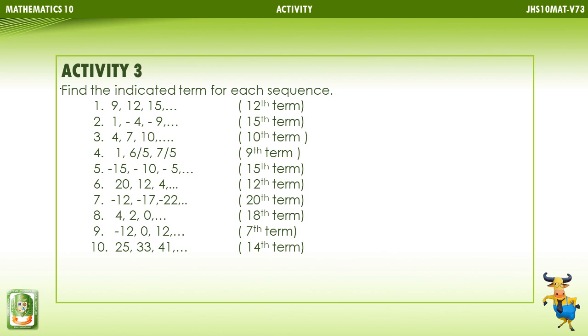7. Negative 12, negative 17, negative 22, 28th term. 8. 4, 2, 0, 18th term. 9. Negative 12, 0, 12, 7th term. 10. 25, 33, 41, 14th term.